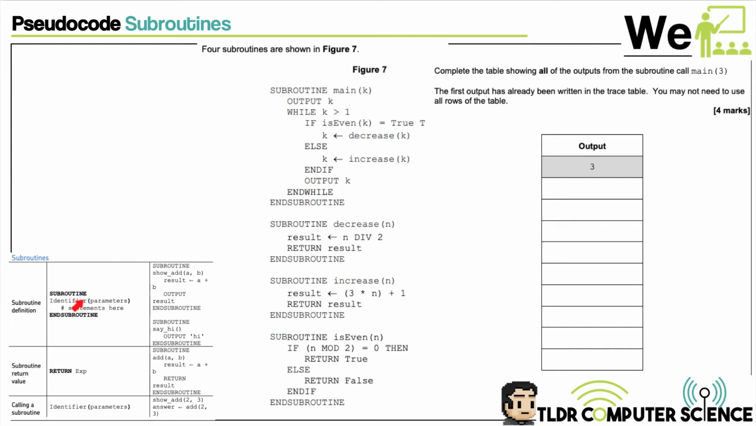In this case, what we write is the word subroutine, the name of the subroutine, whatever parameter values, and whether it returns a value or not.